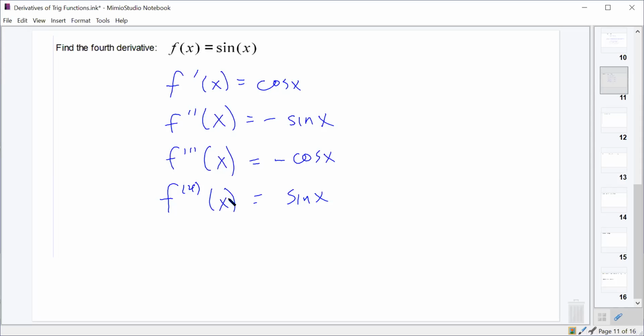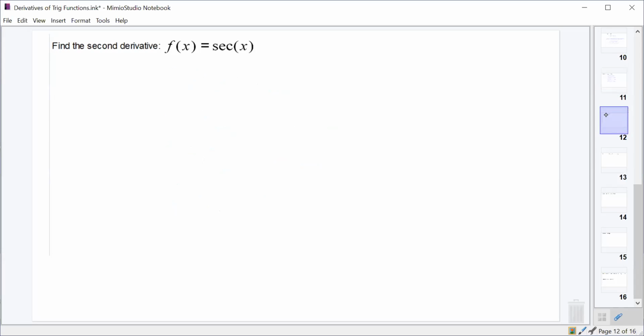Everybody good with that? We note that if I asked you what's the 100th derivative of sine, since 100 is a multiple of 4, then the 100th derivative of sine ought to be sine. If I asked you what's the 101st derivative of sine, it should be cosine. Cool.